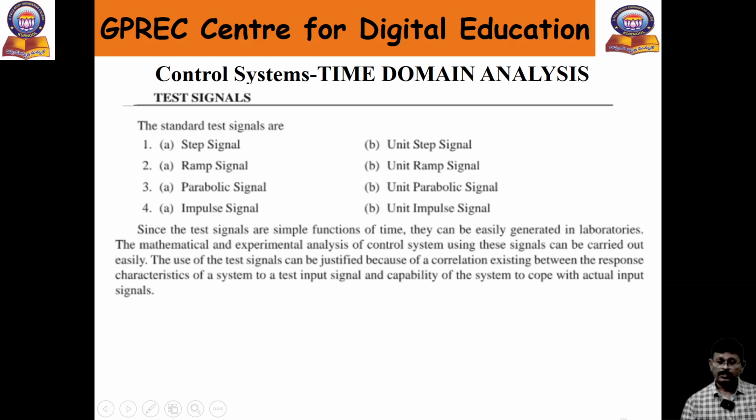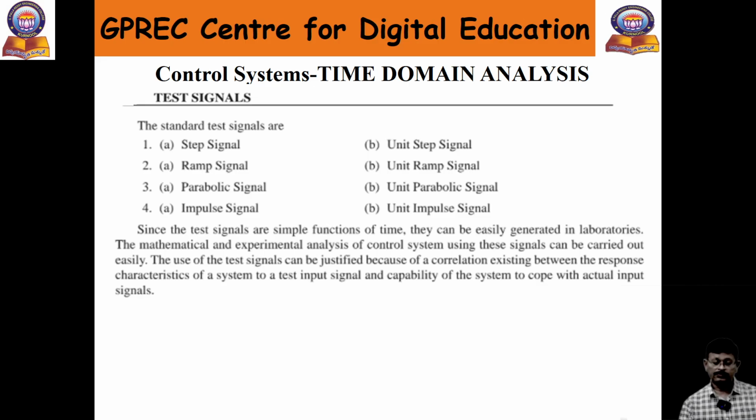Then there are different types of inputs used in time domain analysis. What is the excitation or input? R of s. Generally, what is the transfer function? C of s by R of s. C of s is the output and R of s is the input, which you call the excitation. There are different types of signals used in a control system. These are standard signals: the step signal, ramp signal, parabolic signal and impulse signal.